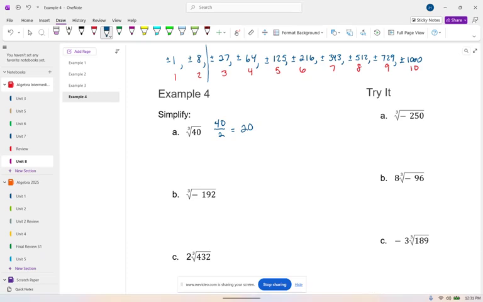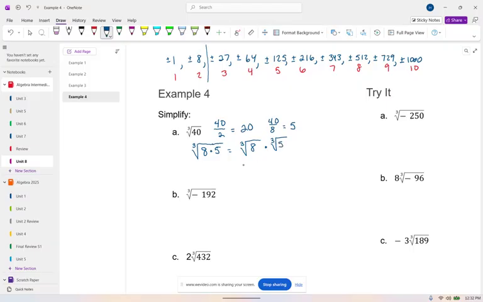That gives me the two choices of 1 and 8, and I ask myself, is 8 a factor of 40? 40 is divisible by 8. 40 divided by 8 is 5. So it allows me to rewrite this as the cube root of 8 times 5. We can break this down into the cube root of 8 times the cube root of 5.